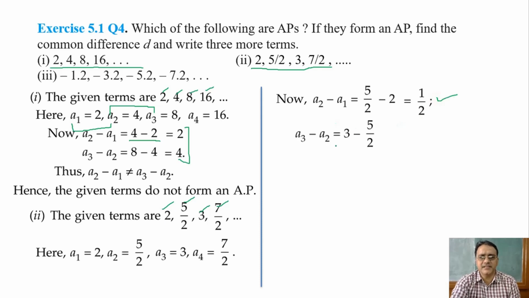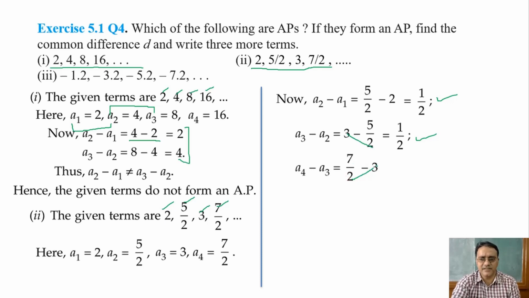Now A3 minus A2, 3 minus 5 by 2, what are we getting? 6 minus 5 by 2. 1 by 2. Very good. A4 minus A3, 7 by 2 minus 3.